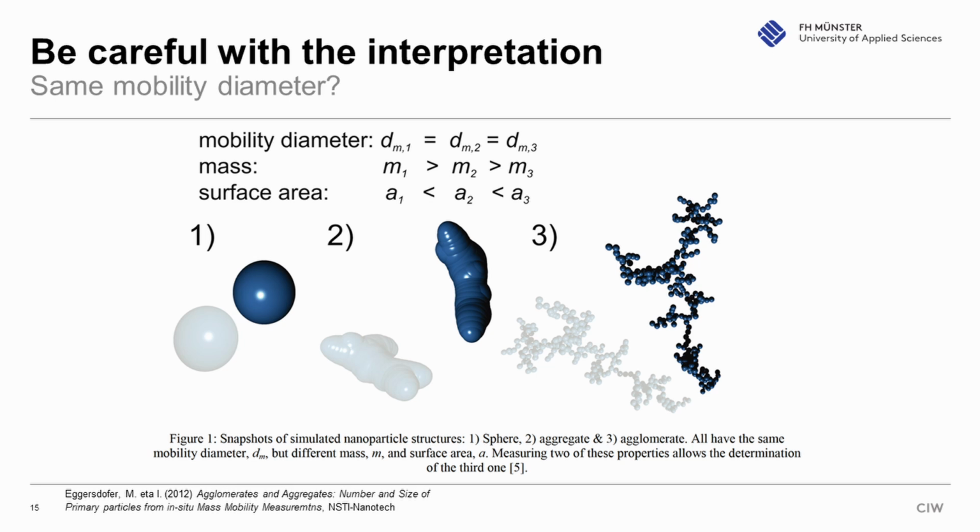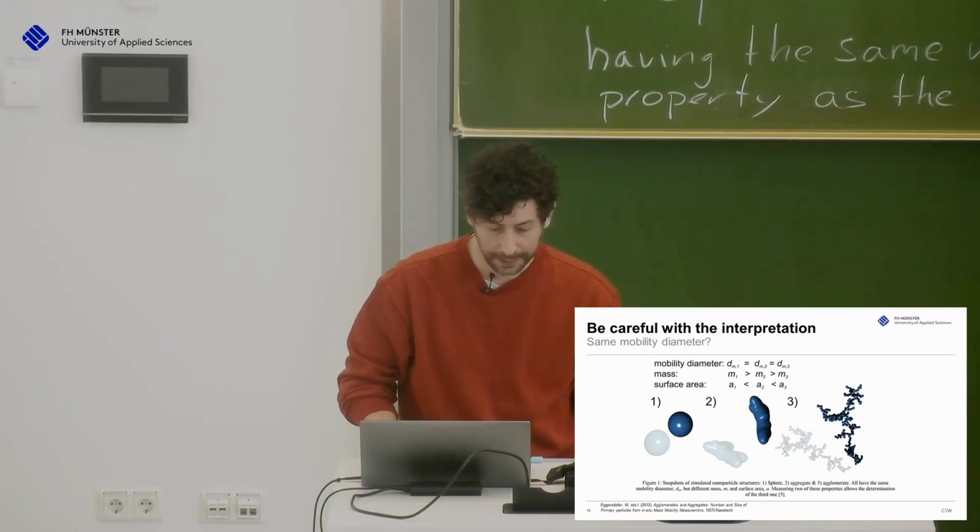So these are computer simulations, and these 3 particles have the same mobility diameter, okay? So here you see now the picture of an equivalent. So this would be the real particle coming out of a flame process, for example. Carbon black looks like this.